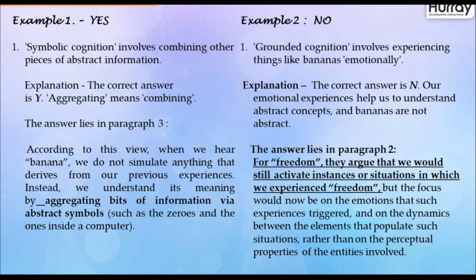It says, for freedom, they argue that we would still actuate instances or situations in which we experienced freedom, but the focus would now be on the emotions that such experiences triggered and on the dynamics between the elements that populate such situations rather than on the perceptual properties of the entities involved.